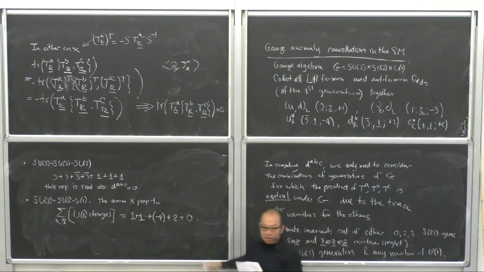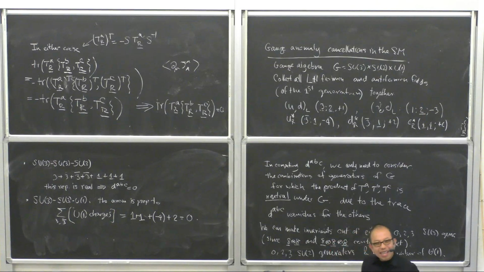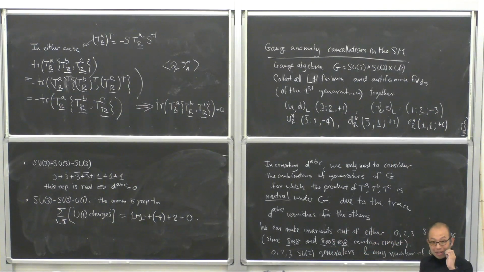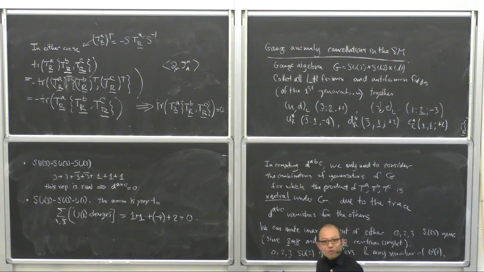Miraculously, it's 0. You see the anomaly for U1, it's like a miracle. Who would tell you that this random number sums to 0? It's a surprise, right? If this is not a surprise enough for you, let's go further.